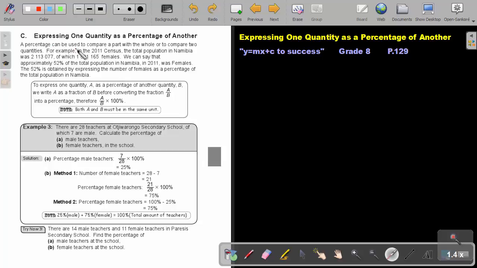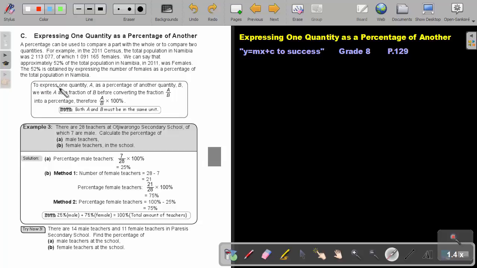A percentage can be used to compare a part with the whole or to compare two quantities. For example, in the 2011 census, the total population in Namibia was 2,113,077, of which 1,091,165 were females. We can say that approximately 52% of the total population in Namibia in 2011 was females. The 52% is obtained by expressing the number of females as a percentage of the total population in Namibia.